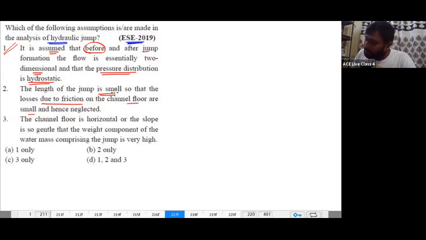So the length of the jump is small, so the losses due to friction on the channel floor are small and are neglected. Yes, 2 is also going to be correct.